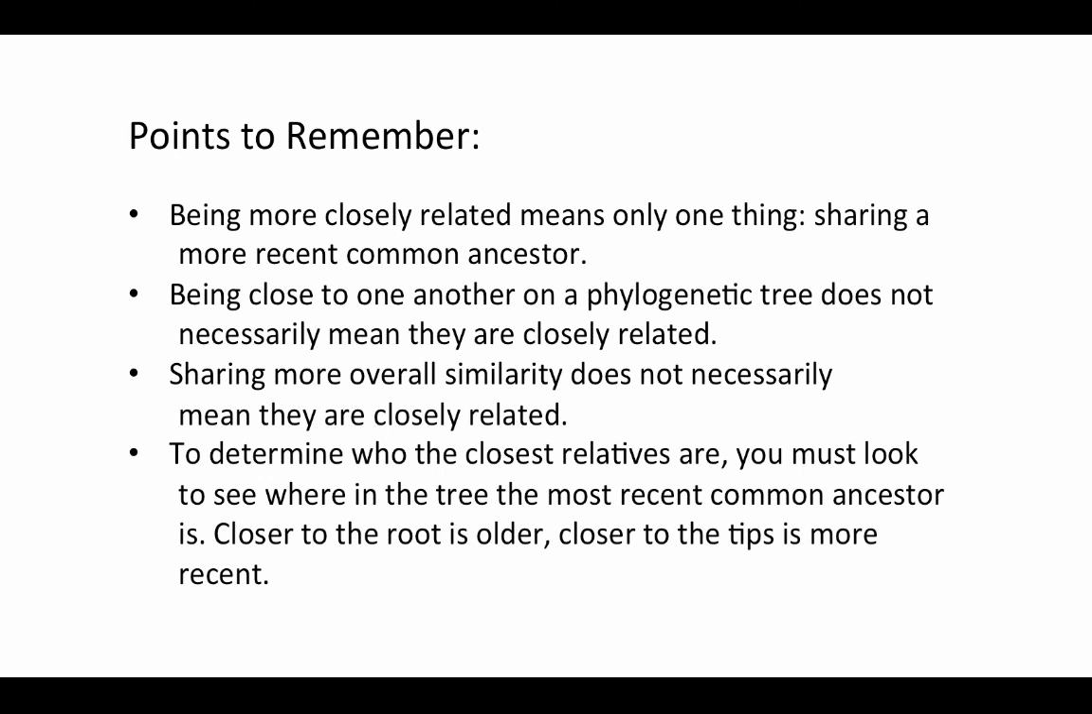And then finally, to determine who the closest relatives are, what you have to do is look to see where in the tree the most recent common ancestor is for both of the two comparisons that you're making. If it's closer to the root, it's older. If it's closer to the tips, it's more recent. The more recent common ancestor joins the more closely related species. If the root is the same, both of those two groups are equally closely related to the reference group.